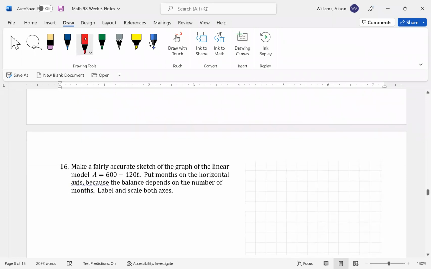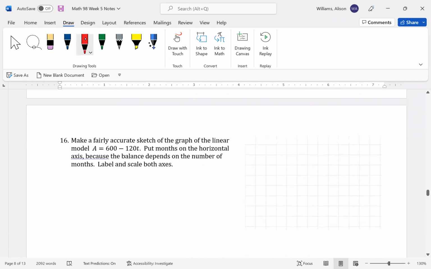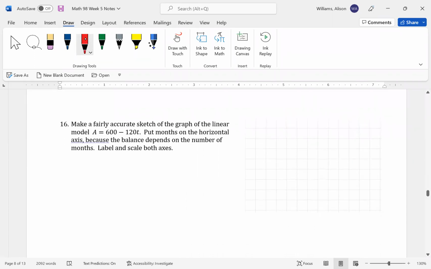Make a fairly accurate sketch of the graph of the linear model 600 minus 120t. Put months on the horizontal axis because the balance depends on the number of months, and label and scale both axes. So now this time they're asking us to create our labels rather than give it to us. So the horizontal axis, they already told us that's going to be our months. Here, I'm going to do this in blue. So this one is months, and we'd be using t for that variable.